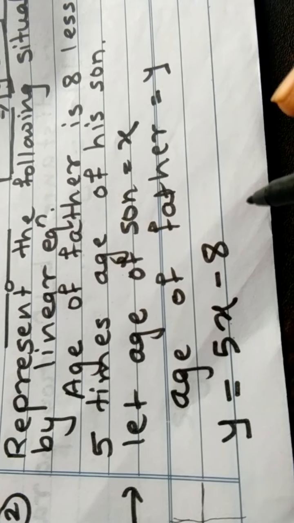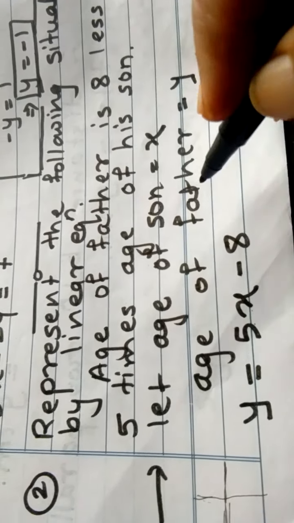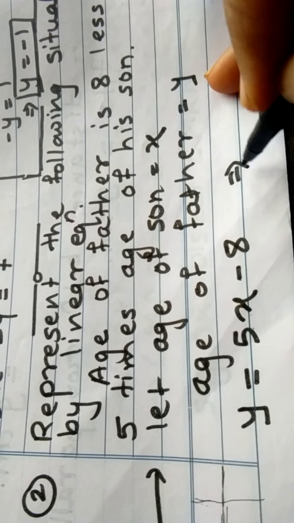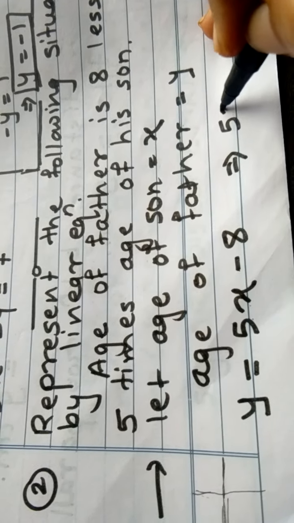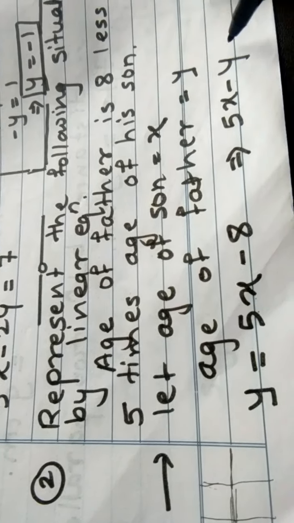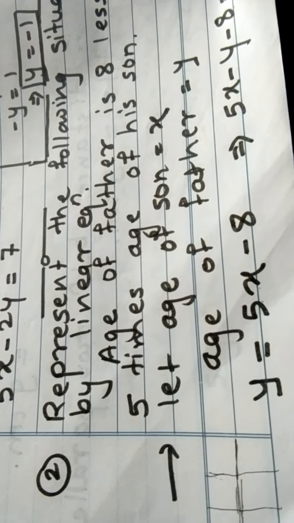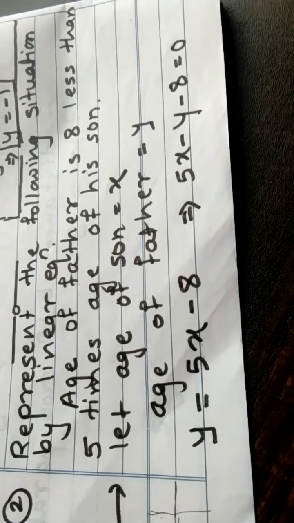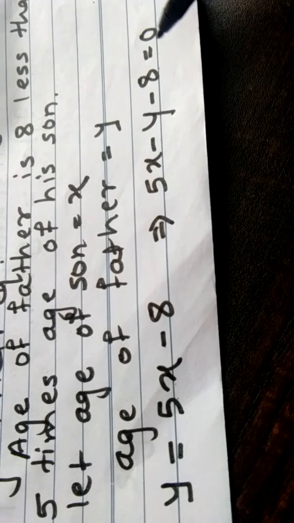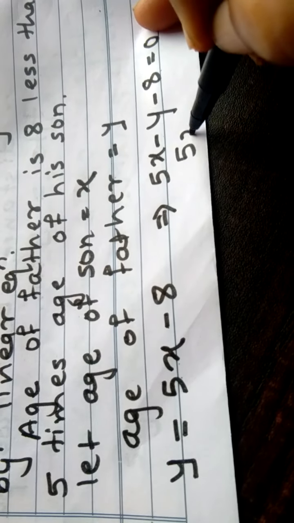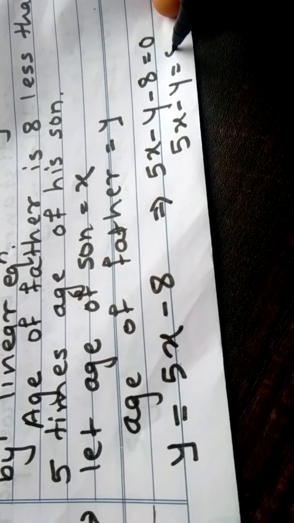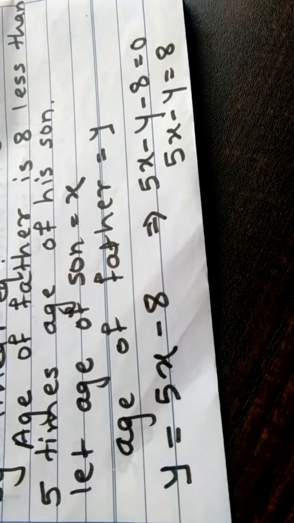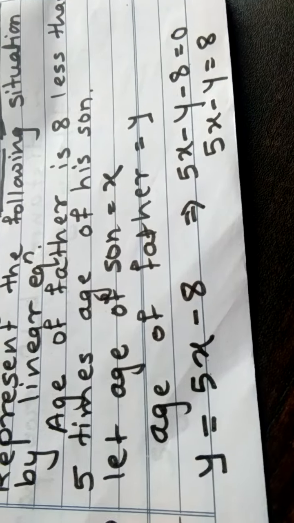This is your linear equation in two variables. This we can write in proper form. 5x minus y minus 8 is equal to 0, or 5x minus y is equal to 8. This is also the standard form of the equation.